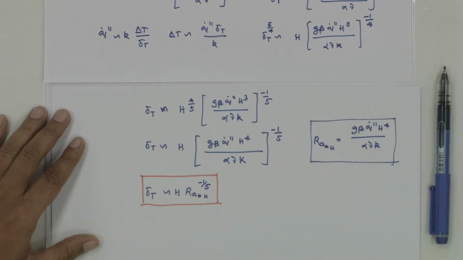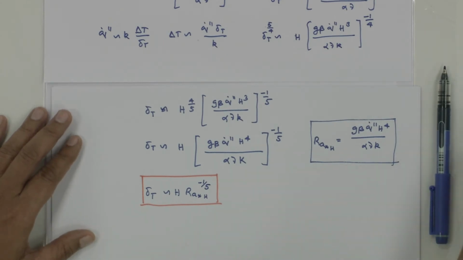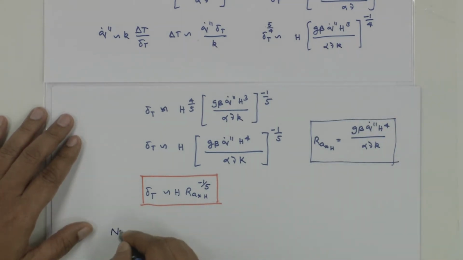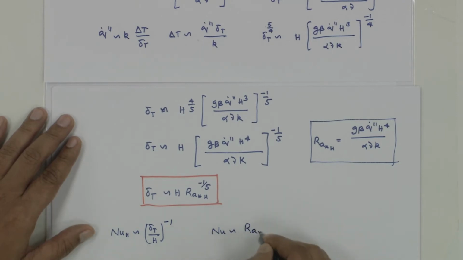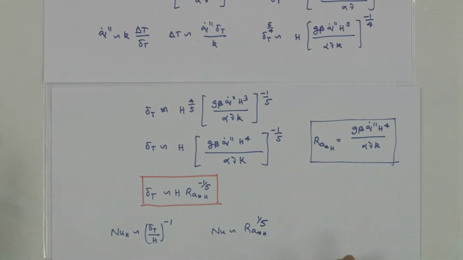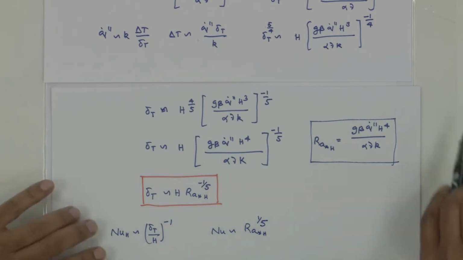So you recollect Nusselt number, I don't have to do anything. Nusselt number is of the order of delta T by H to the power of minus 1. We have derived this several times. So Nusselt number is of the order of Ra star to the power of 1 by 5. Remember, I have taken this for Prandtl number greater than 1.